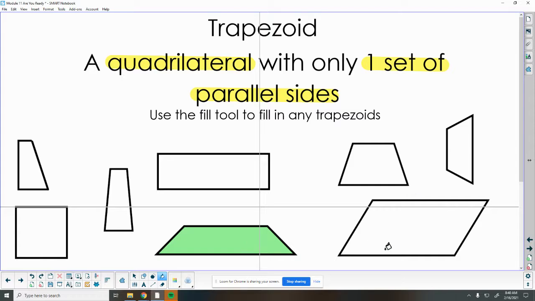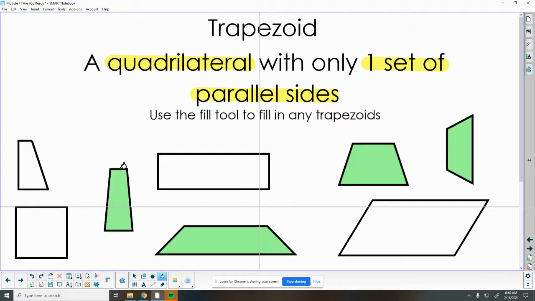This is a parallelogram because it has two sets of parallel sides. We just want one. Here's a trapezoid. It's just turned on its side. I can see the left and the right this time are parallel, and the top and the bottom are going to crisscross. So this is a trapezoid. Here's a trapezoid. The top and the bottom are parallel. The sides are not. This is a rectangle. It has two sets of parallel sides.